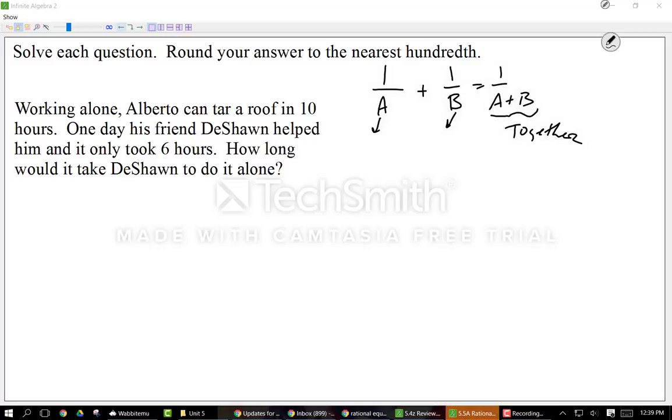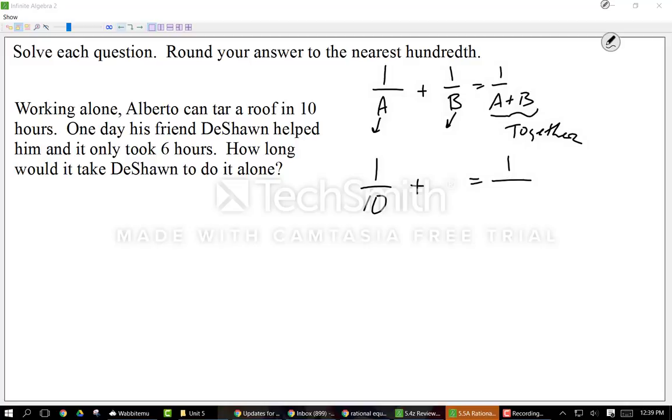Okay, so working alone, Alberto can tar a roof in 10 hours. Man, these people like tarring roofs. So 10 hours, 1 over A, so it'll be 1 over 10. We'll say the first equation would be the first person that appears. And then it says, one day his friend Deshaun helped him. Well, helped him usually is a keyword for working together.